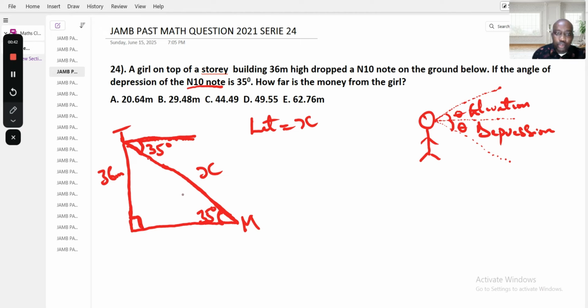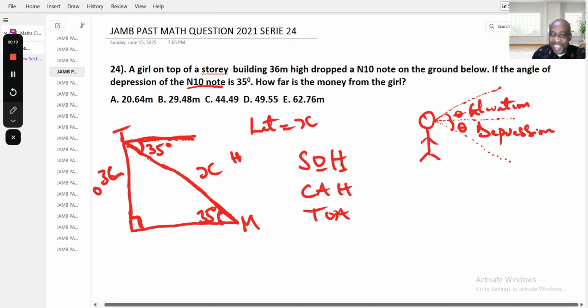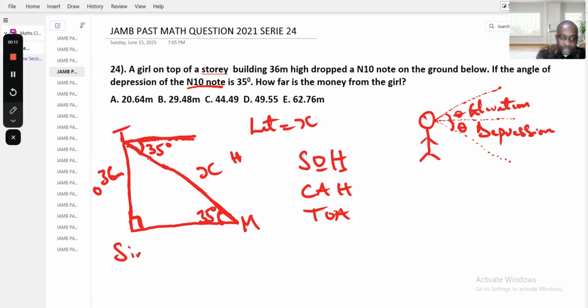Now, what can we use to solve this question? Is it sine theta or cos theta or tan theta? So, SOH CAH TOA. Sine is opposite over hypotenuse. If you look at it, X is the hypotenuse. 36 is opposite. It means that we are going to use sine 35. We have the degree already, which is 35 degrees. Therefore, sine 35 degrees equals what is our opposite? Because opposite is the first thing. Opposite is 36, while the hypotenuse is X, what we are looking for.